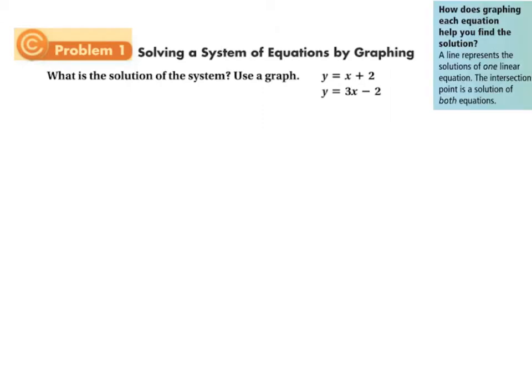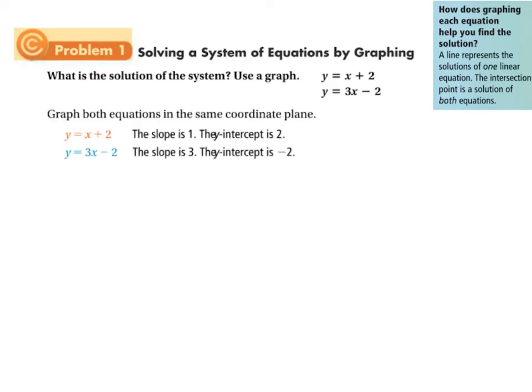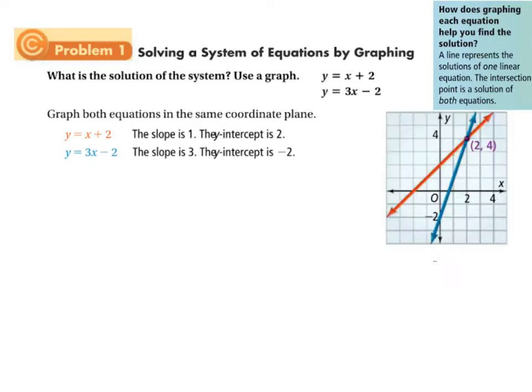Now, the solution of the system, a line represents the solutions of one linear equation. The intersection point is the solution of both equations. So when they say what is the solution of the system, what they mean is what point solves both of these simultaneously, okay? So what do we do? We graph both equations in the same coordinate plane, and when you do that, it looks like this, and we know how to graph in slope-intercept form, okay?